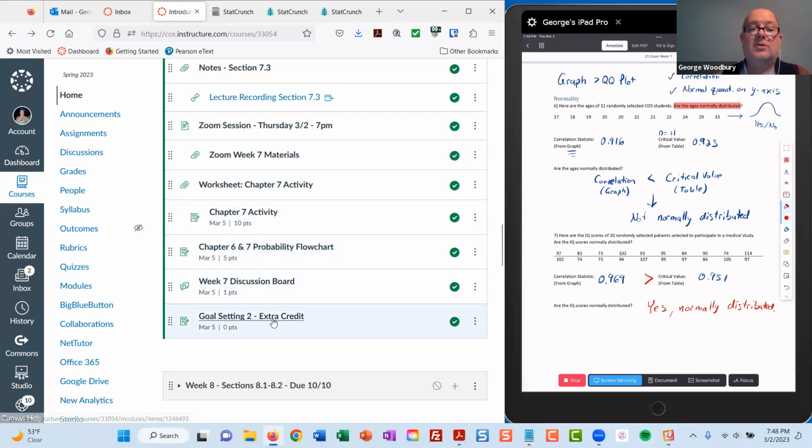Finally, the last piece here, this goal setting 2, this is only for students who did goal setting 1. So it's only going to be extra credit. It won't count against you if you miss this one too. There's one more that's on the way. And so you'll have one more shot at that. But I think it's going to happen after the midterm.